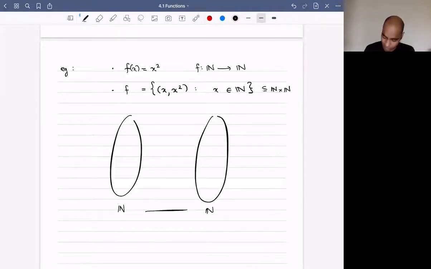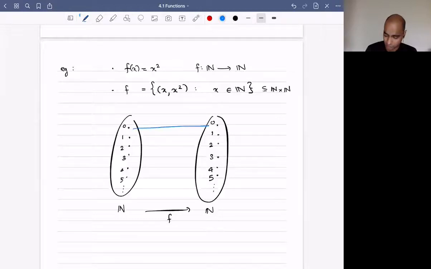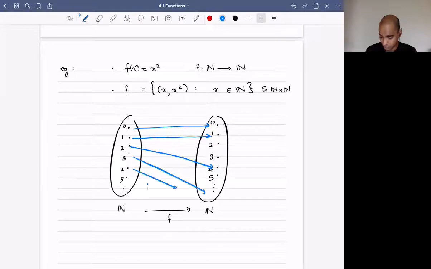f goes from n to n, and I have 0, 1, 2, 3, 4, and so on, 0, 1, 2, 3, and so on. And now f sends 0 to 0, f sends 1 to 1, f sends 2 to 4, f sends 3 to 9, 4 to 16, and so on. So that would be the pictorial description of this function.